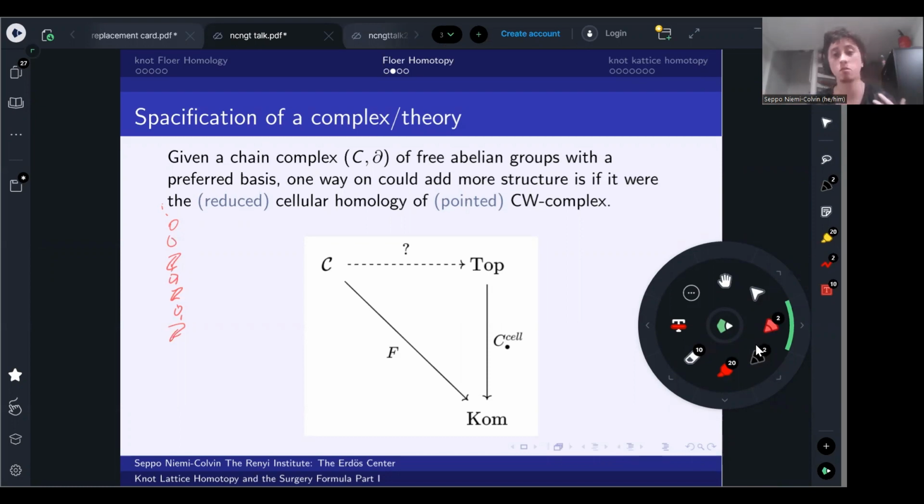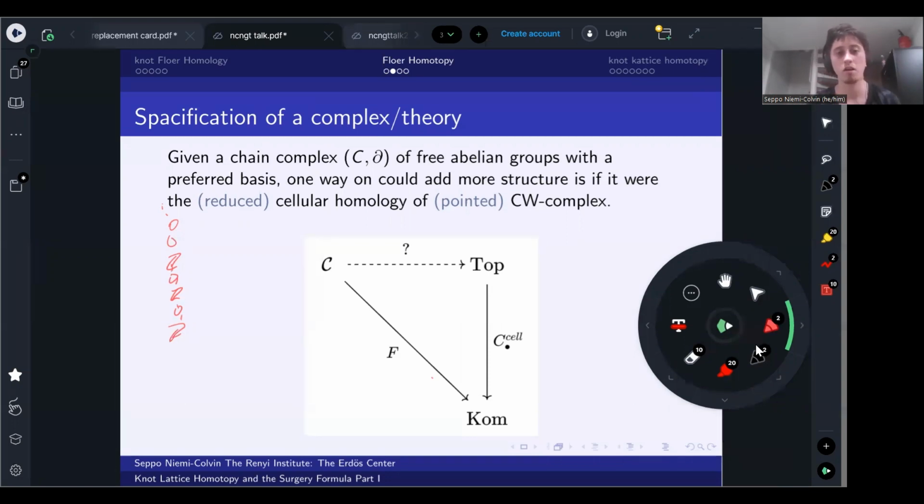And furthermore, we want to do it not just in a specific case, but if we have a functor from a category to chain complexes, or the derived chain complexes up to homotopy, then we might want to factor that whole functor up to topological spaces.